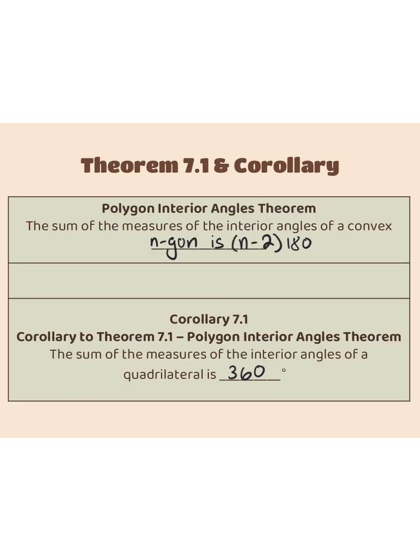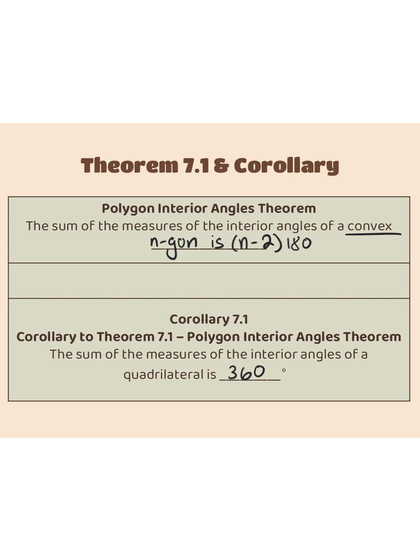So theorem 7.1 and corollary. The polygon interior angle theorem is the sum of the measure of the interior angles of a convex, that is a key word, n-gon is n minus 2 times 180. So that is the rule we just went over. Then we have the corollary 7.1, which is the polygon interior angle theorem.